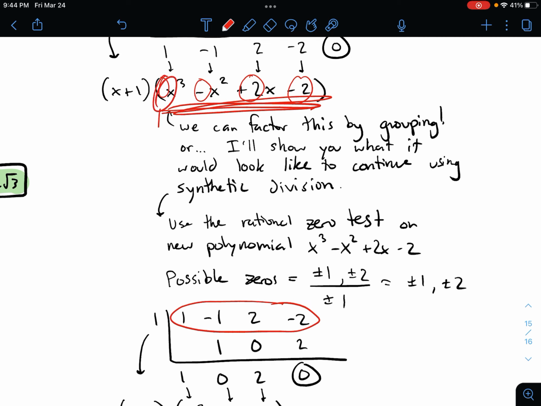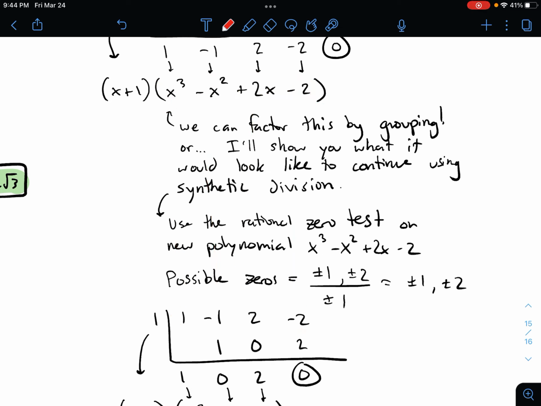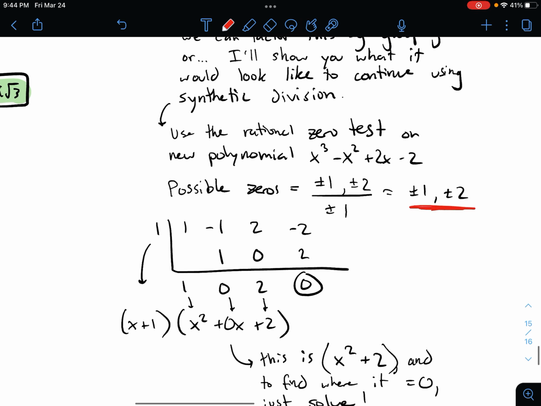So notice how the 1 goes here, the -1 goes here, the 2 goes here, and the -2 goes here. So I'm now taking this polynomial and I'm looking for the possible zeros. Well, if I've got a 2 here, that gives me these possible values in the numerator. And if I've got a 1 as my leading coefficient, that's the possible value here. So again, for this problem, I know that my possible zeros are plus or minus 1 and plus or minus 2.